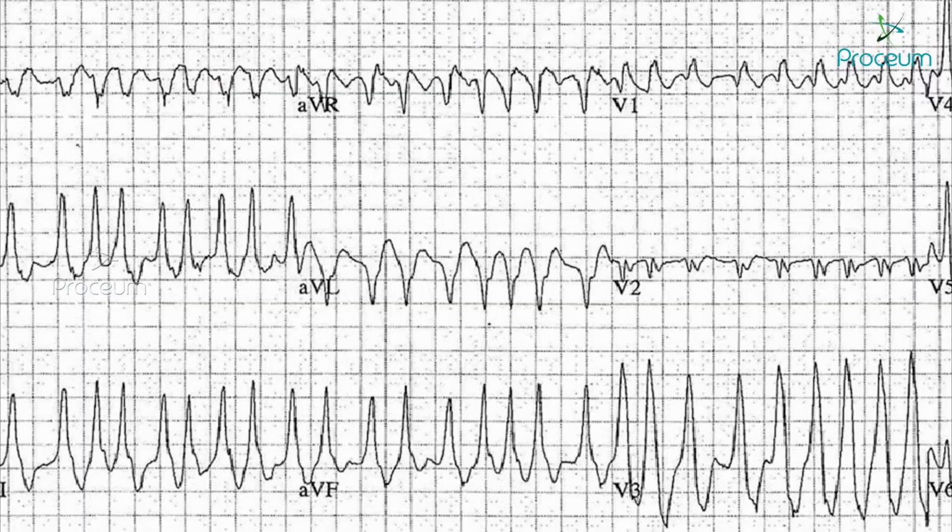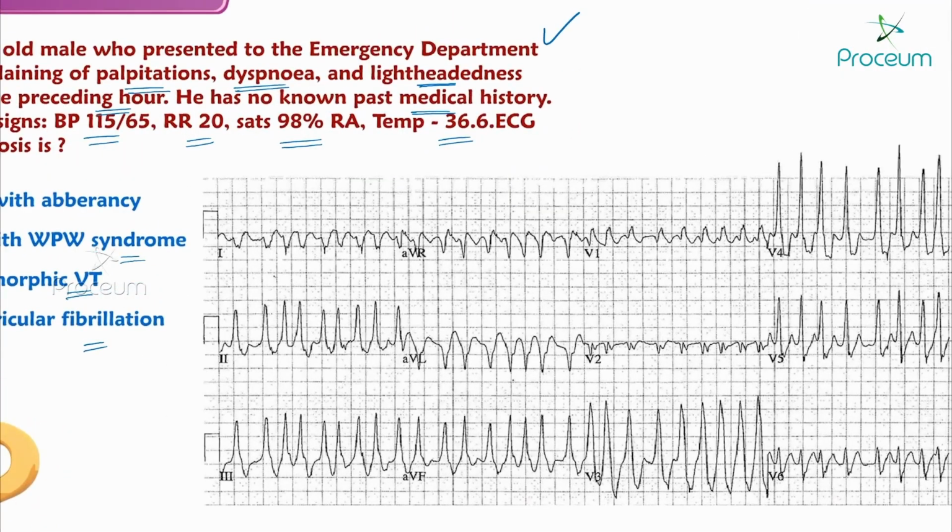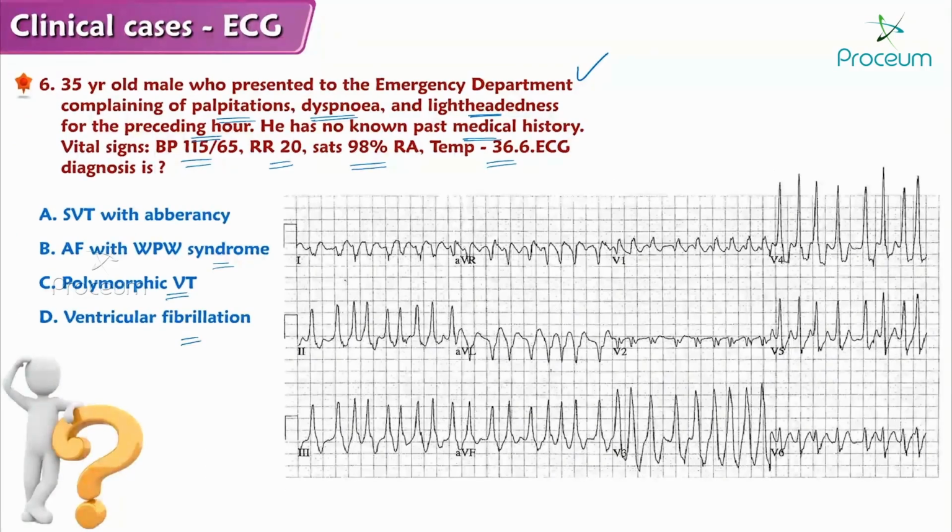So you observe this ECG here. If you observe this ECG, what is it that you are able to make out? First and foremost, there are wide QRS complexes. The second important thing is that the RR interval is not regular. It is an irregularly irregular RR interval. That means the rhythm is irregular. So wide QRS complexes, irregularly irregular rhythm, and you observe the PR interval also. The PR interval is short.